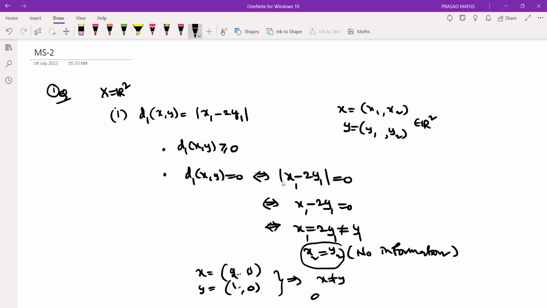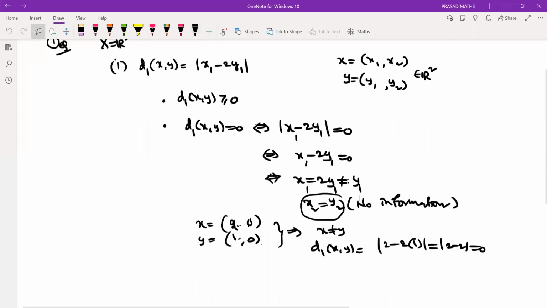But what about the distance? Distance between x and y is equal to modulus of x1 minus 2 into y1. That means 2 minus 2, that means 0. Therefore the distance is 0, but the points are different. Therefore it cannot be a metric. So first you need to guess it, then you solve it.